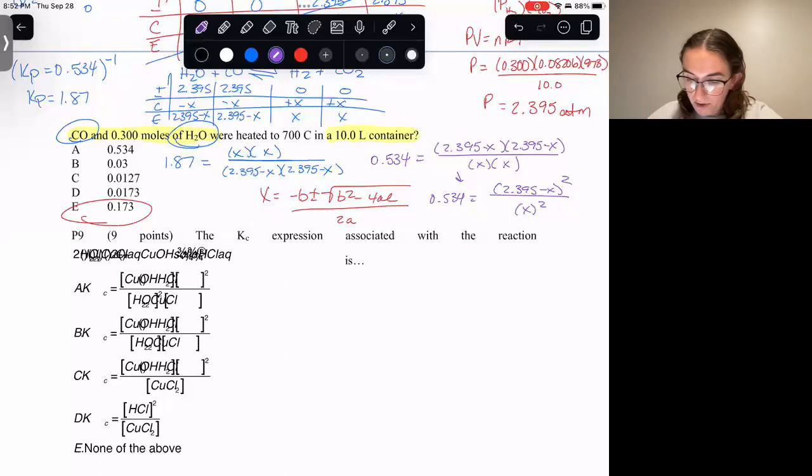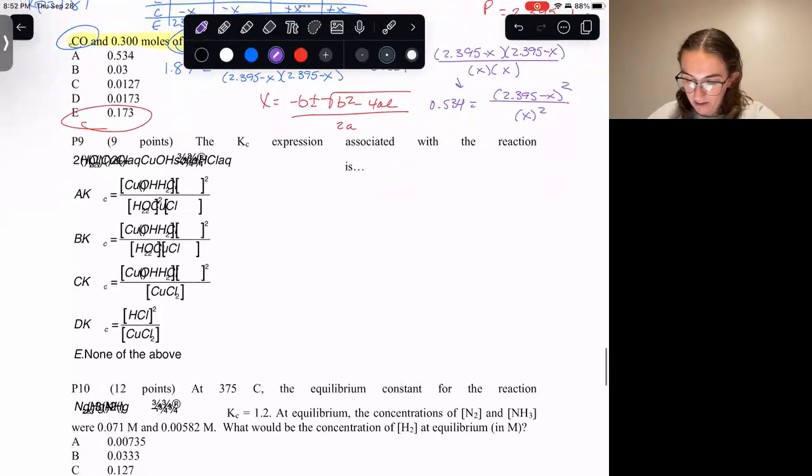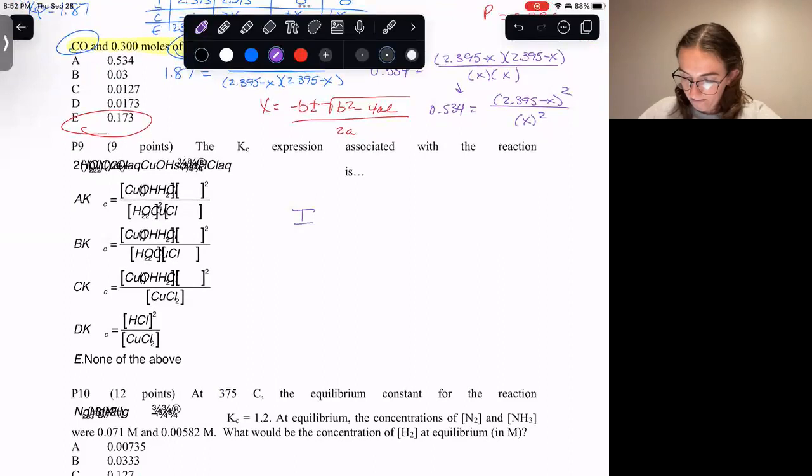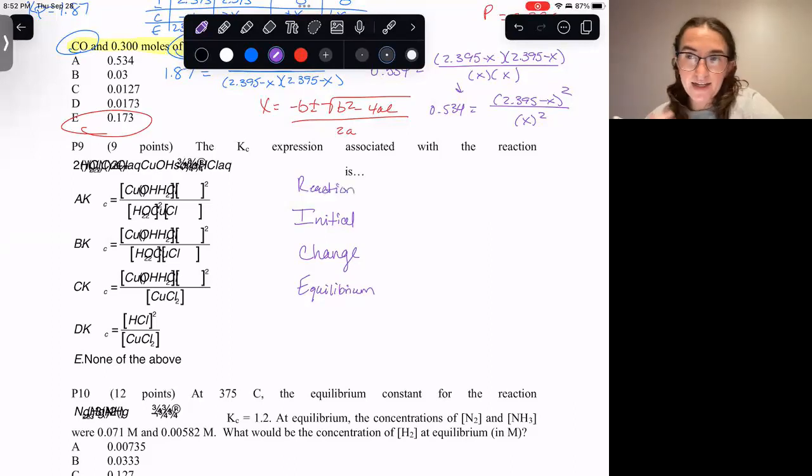Yep, so for the ICE table, I'll just put it in question 9. This is your initial, your change, and your equilibrium. That's what ICE stands for. Sometimes people call it RICE because they put the reaction at the top too. I tend to just write the reaction and then do my ICE table afterwards. It's just a personal preference.